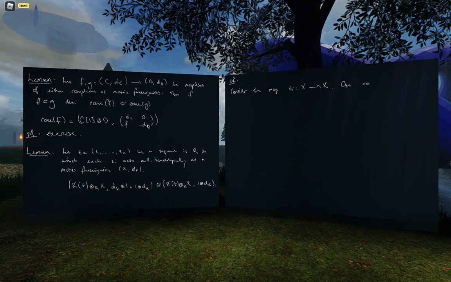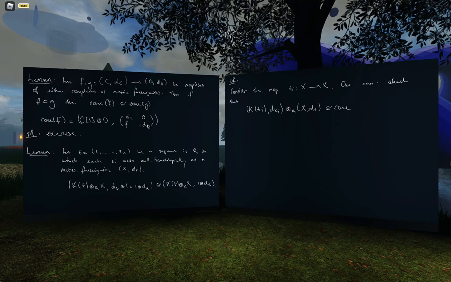One can check that the Koszul complex of the single element Ti, I'll call this Ki, tensored as matrix factorizations over R with X is just the cone of Ti.